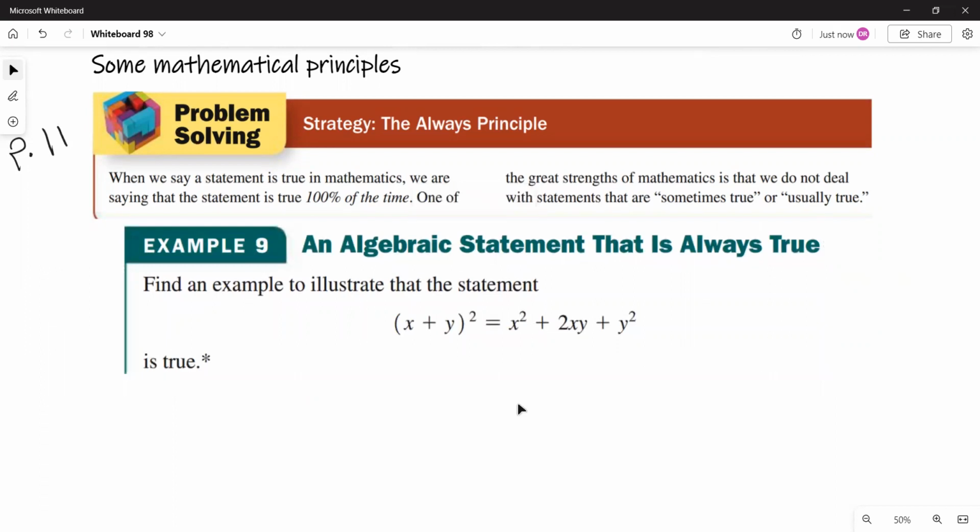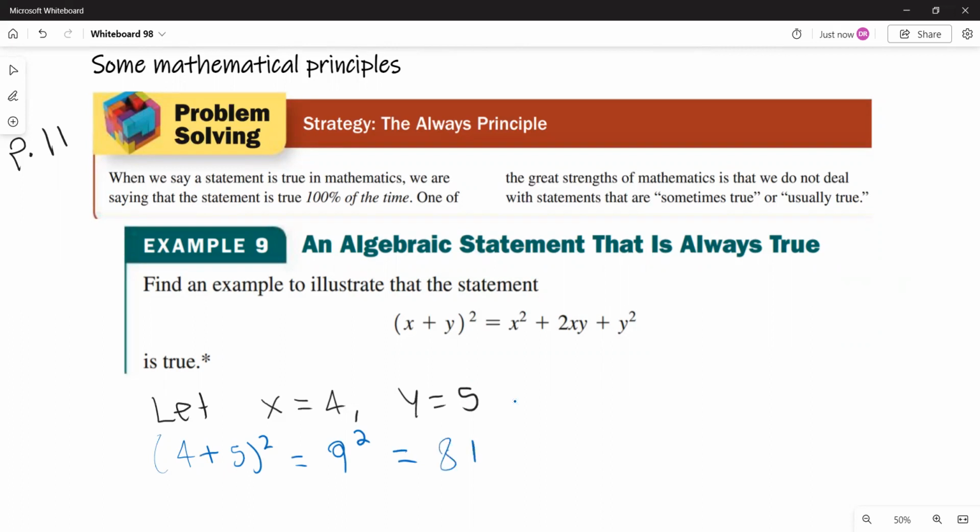So find an example to illustrate that the statement (x + y) squared equals x squared plus 2xy plus y squared is true. So that one is true for any two real numbers. So we can let x be 4 and y be 5. And we're going to compare both sides. Left-hand side: (4 + 5) squared. Okay, so 4 plus 5 is 9, and 9 squared is 9 times 9.